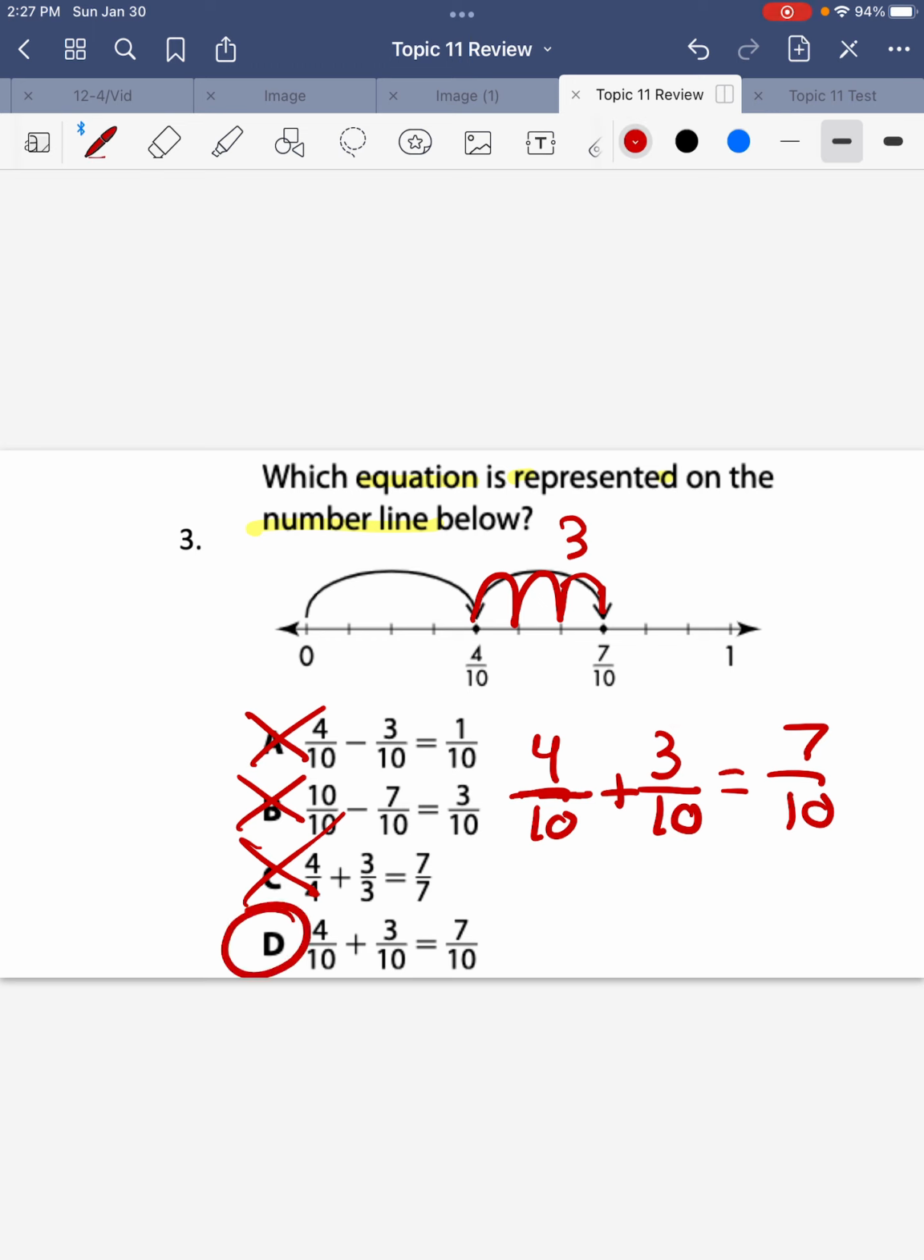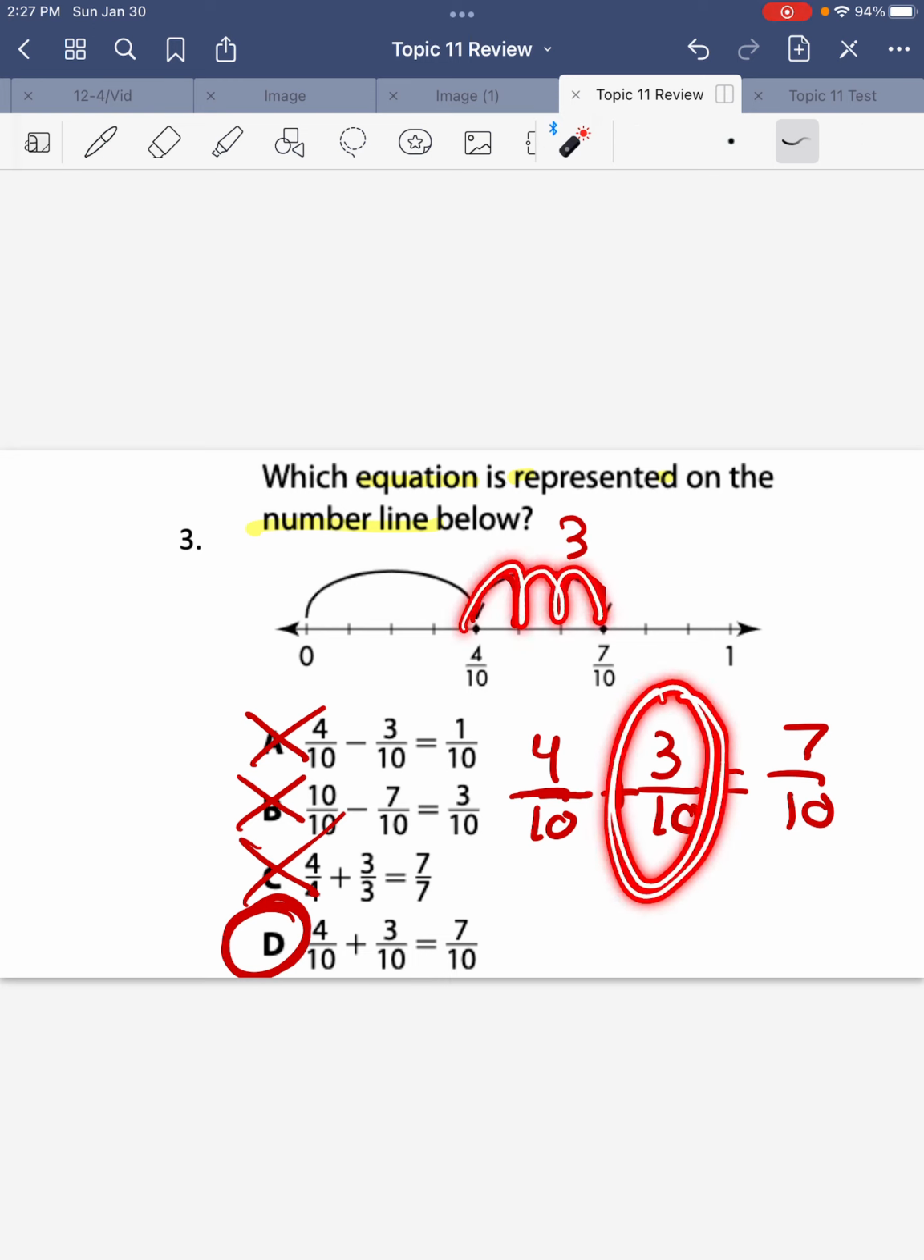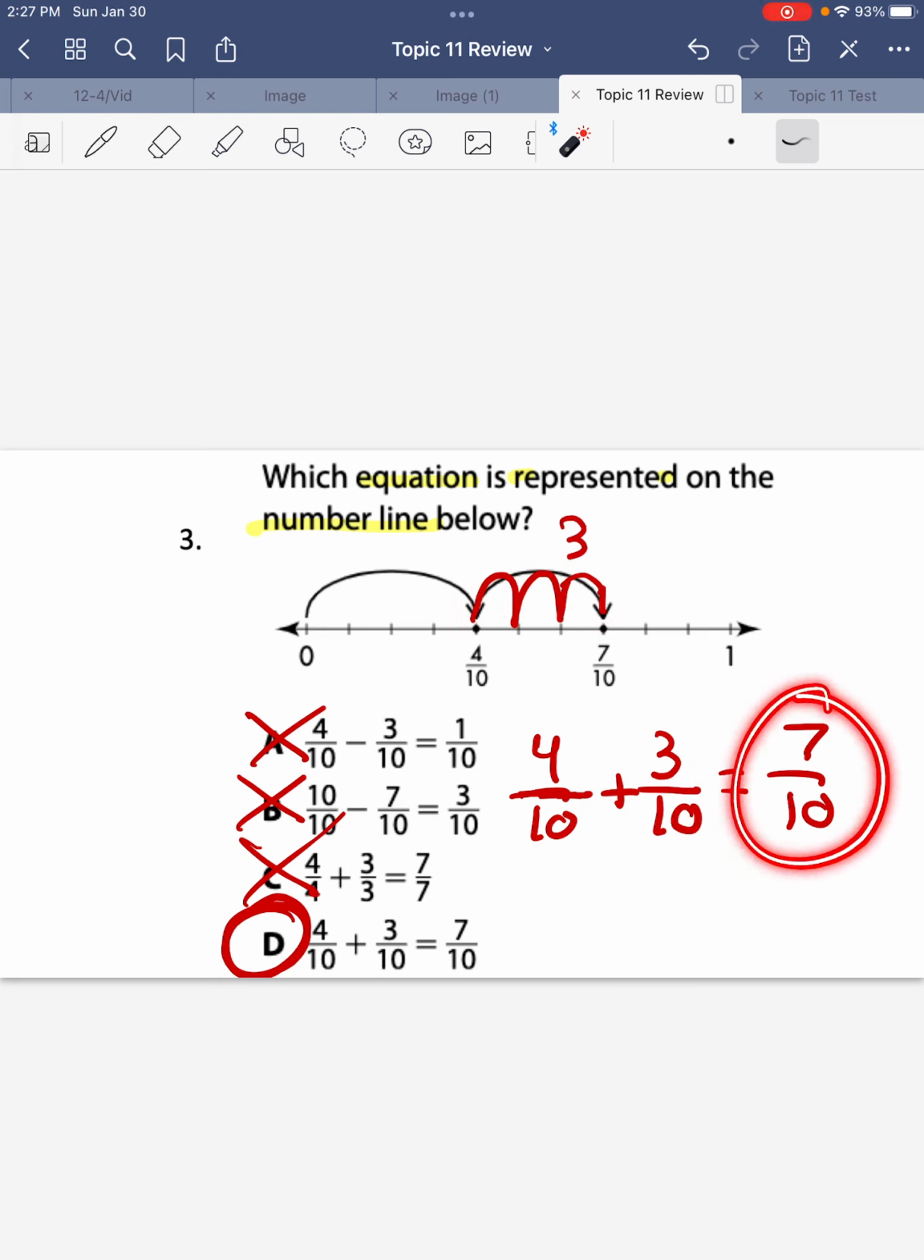D is my answer. Okay, so just remember, this is how many you jump. Okay, this right here is how many you jump. Your answer is what you get to. Okay, please remember that.